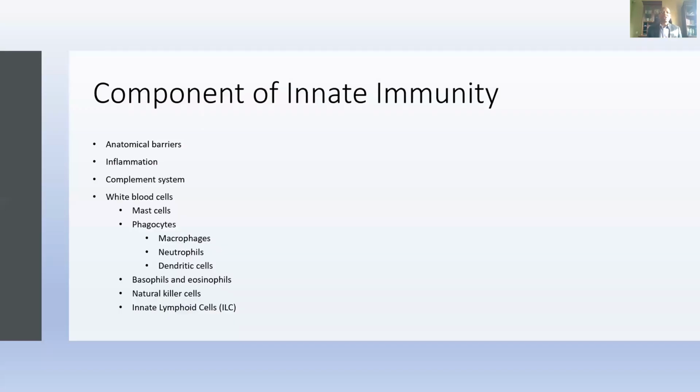Now, it's important for you, if you know about those characteristics, to ask yourself: what are we talking about when we talk about the components of the innate immune system? Because of time, I will not run through everything I put in these slides. Now, the first is what we call the anatomic barrier.